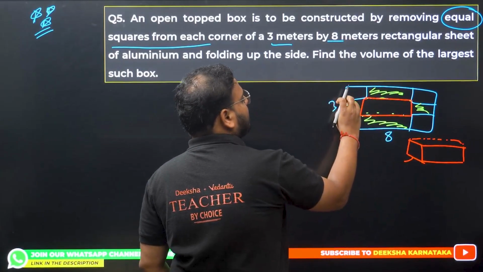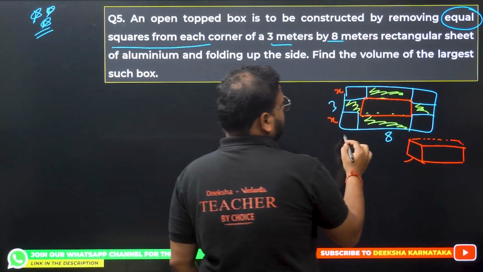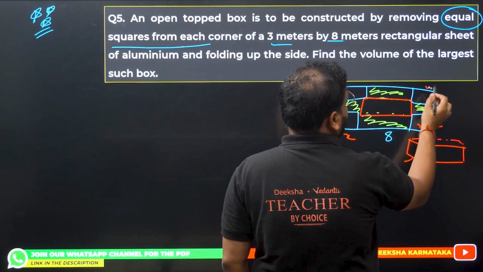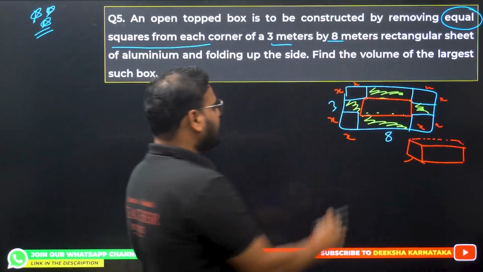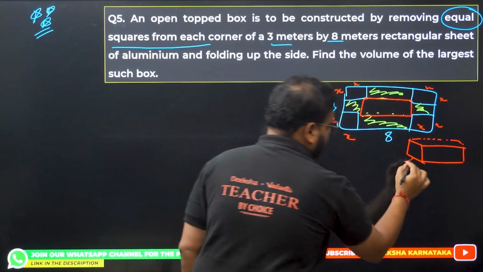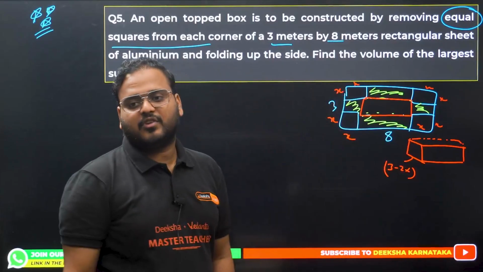The remaining part over here, let's say this is x and this is also x, because they are squares. So x, x, x, x. If you look at this carefully, this part over here will become 3 minus 2x. The smaller wall will have a width of 3 minus 2x.